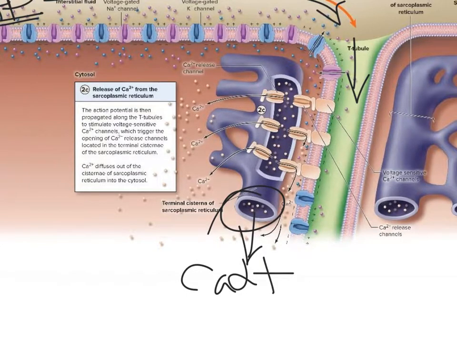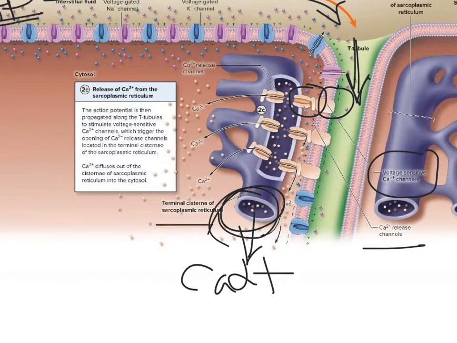As this action potential travels down the T tubules, it interacts with voltage-sensitive calcium channels on the sarcolemma, and those will then interact with the calcium-releasing channels, which then cause the calcium to be released from the terminal cisternae of the sarcoplasmic reticulum, allowing it to flood the sarcomere.